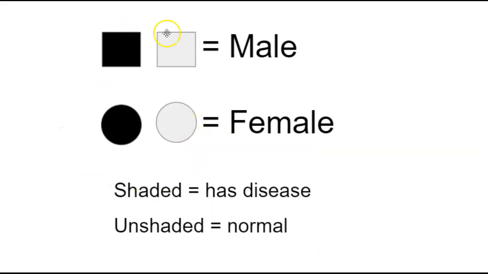So in our pedigree, squares represent males. So you want to write down that squares represent males. You can just draw one square, no need to draw both of them. It's just showing you that sometimes they're shaded, sometimes they're not. Circles represent females. So anytime you see a circle, it's a female. Anytime you see a square, it's a male.